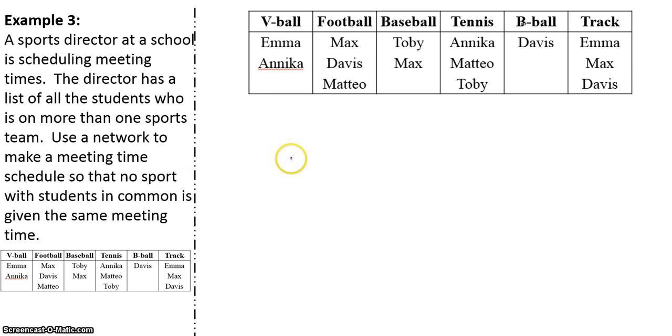Okay, the last thing that we need to talk about is what involves examples 3 and 4. And so hopefully you have those glued into your notebook now. So a sports director at a school is scheduling meeting times. The director has a list of all the students who are on more than one sports team. So use a network to make a meeting time schedule so that no sport with students in common is given the same meeting. And so here's what you'll do.